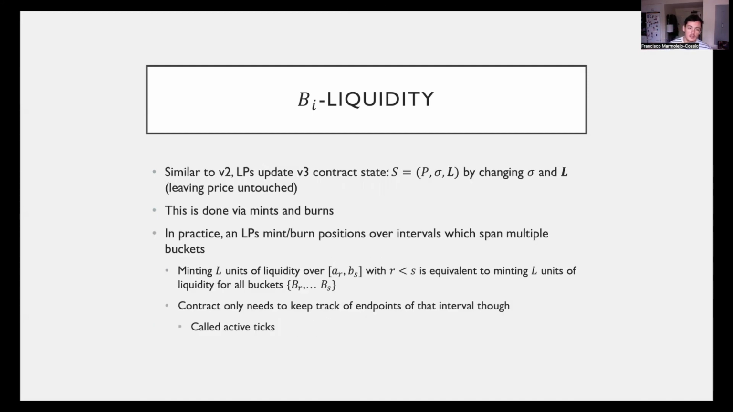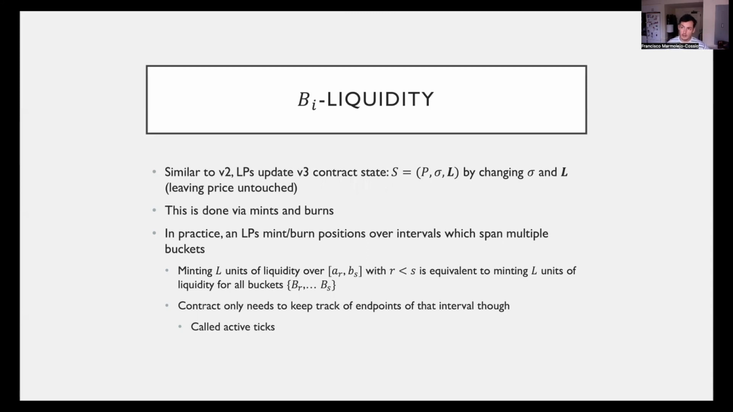And similar to V2, I remember in V2, the important thing was that traders changed the price, liquidity providers changed the liquidity. So in this case, the same thing happens where traders change the price, and what liquidity providers do is they change sigma and L via mints and burns. And so in practice, I can arrive and I can say, well, I want to mint 3 units of liquidity in the 10th bucket. I send those units of tokens to the contract, or if I want to burn, I receive those commensurate units.